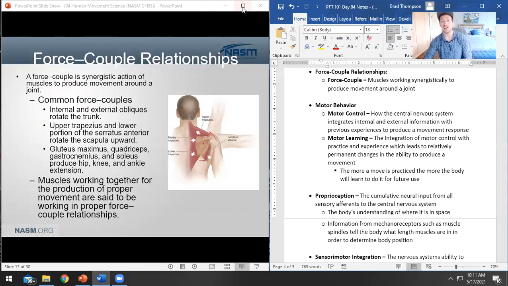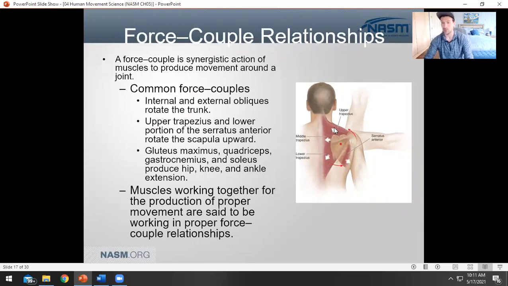Okay, so you can see here, this is a great example of several force couples, right? If this person's raising their shoulder all the way up overhead, doing this full range of motion, you can see the upper trapezius is going to pull a little bit this way. The middle trapezius is going to pull a little bit this way. The lower trapezius is going to create stability by pulling this way. Meanwhile, your serratus anterior over here is going to wrap that scapula around the body, right? Meanwhile, your deltoid muscles are contracting, your triceps are stabilizing. All of those muscles are working synergistically to produce all of this movement together.